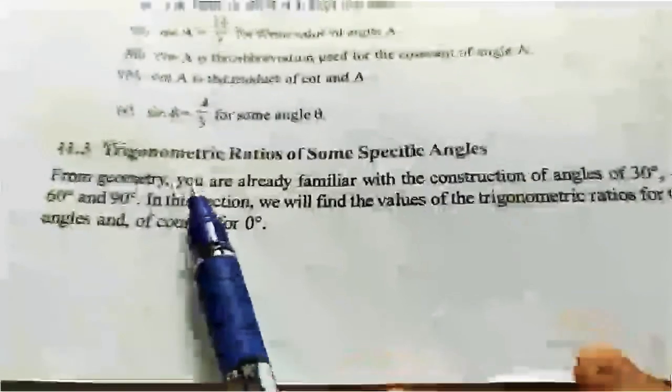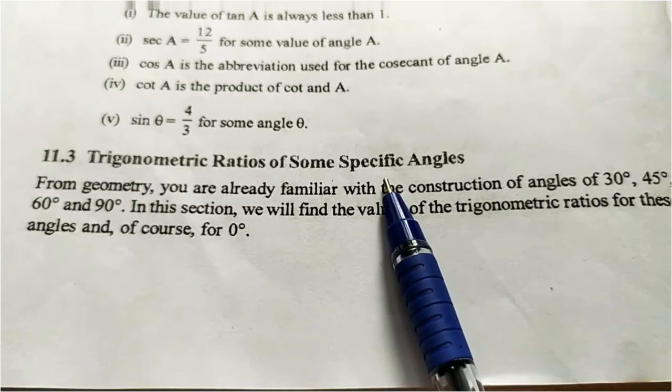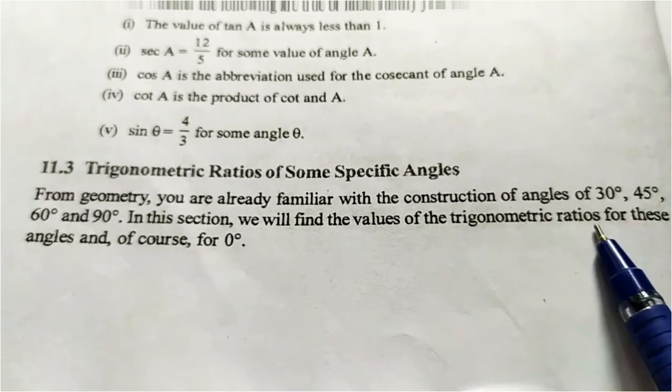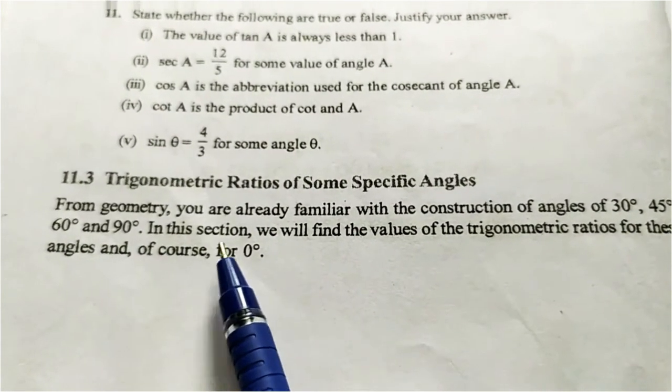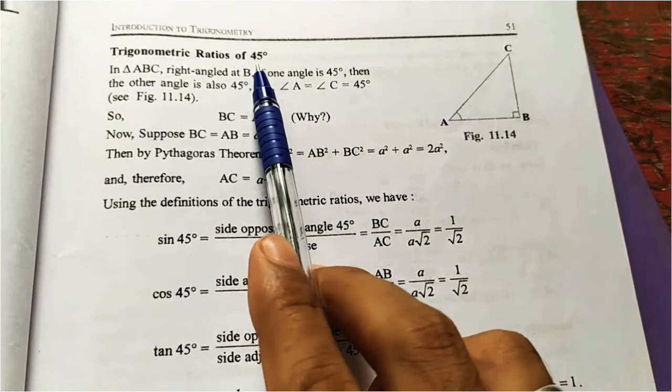Hello students, in this video I am going to explain trigonometric ratios of some specific angles. Some specific means here we will get the ratios for 30 degrees, 45, 60 and 90 degrees. Okay, so let us see them. Here are the trigonometric ratios of 45 degrees.